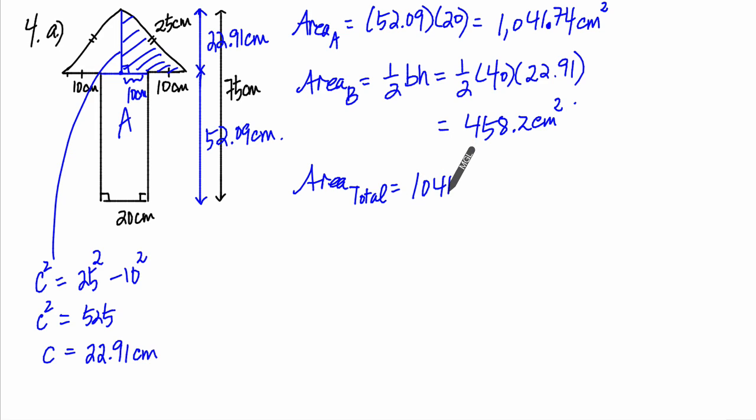So the total area of the arrow, which I'm going to call total, is a sum of figure A, which is a rectangle, plus figure B, which was a triangle. Let's add them up together to get a total area of, you know what, it ends up being very close to 1500 centimeters squared.